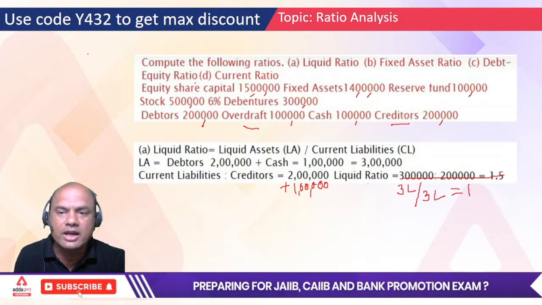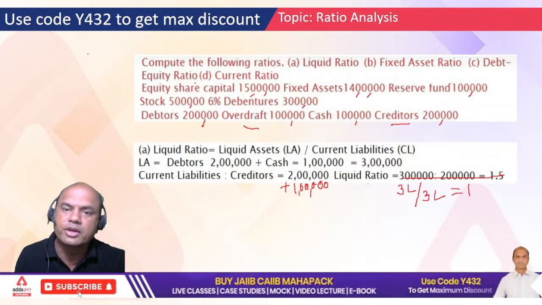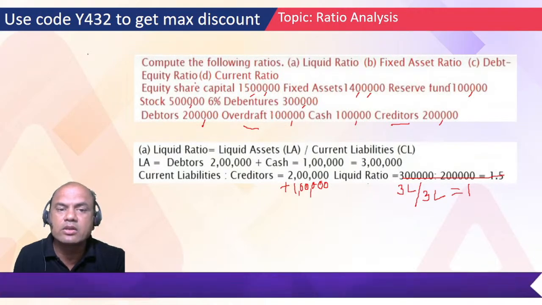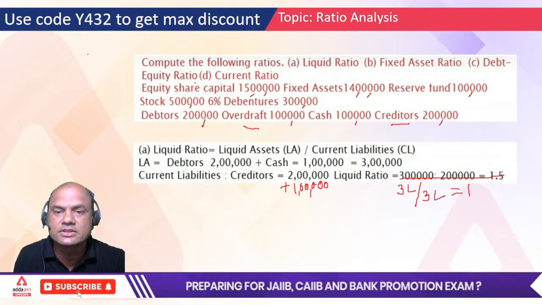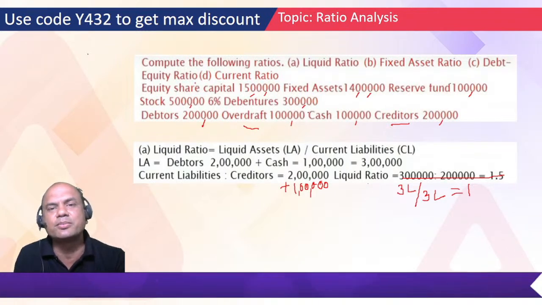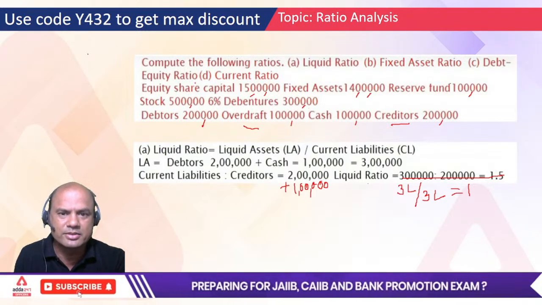Let's find out. Creditors, is it a part of long term? No. Cash? No. OD? No. These are all current liabilities. This is current liability, this is current liability, this is current asset, debtor is a current asset. Current or liquid you can call it. Liquid asset is a part of current asset only. Remember this.